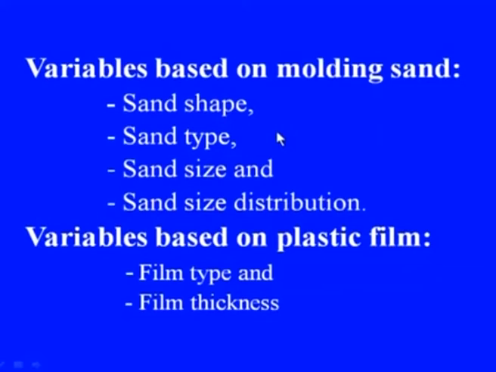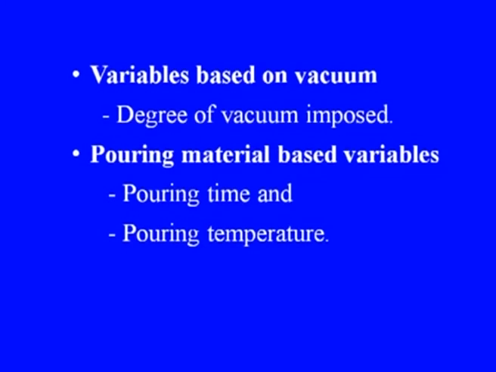Let us recollect the parameters once again. The variables based on molding sand: sand type, sand shape, sand size and sand size distribution. Then another group is variables based on plastic film, in which film type and film thickness are of major concern. Next group is variables based on vibration, in which amplitude and frequency of vibration, apart from the time of vibration, are of major concern. Then the variables based on vacuum, in which degree of vacuum imposed is the most important parameter. Then pouring material based variables: pouring time and pouring temperature.